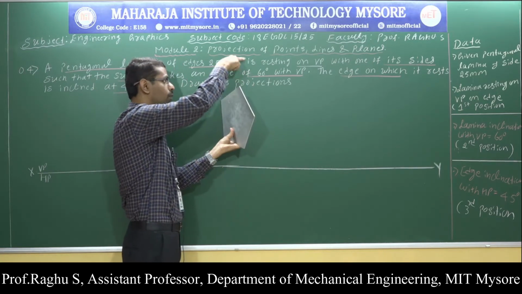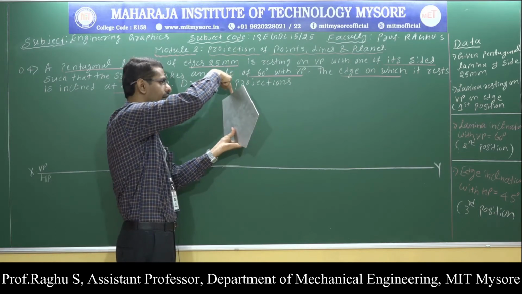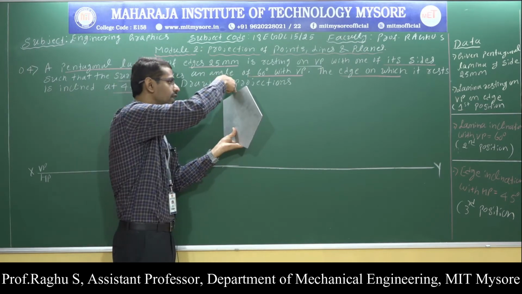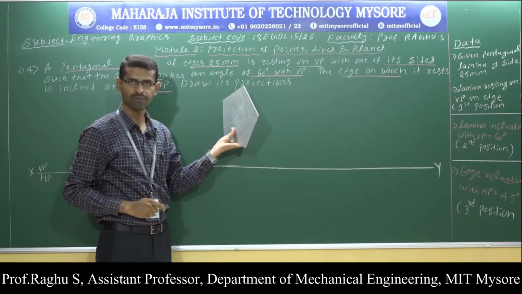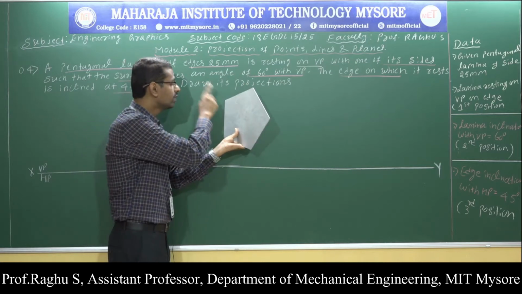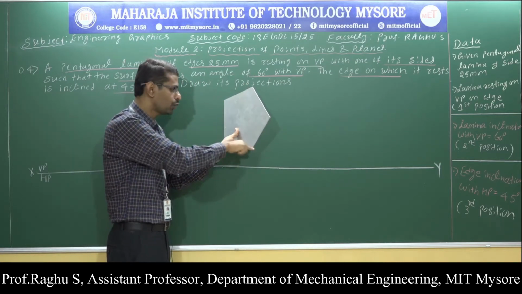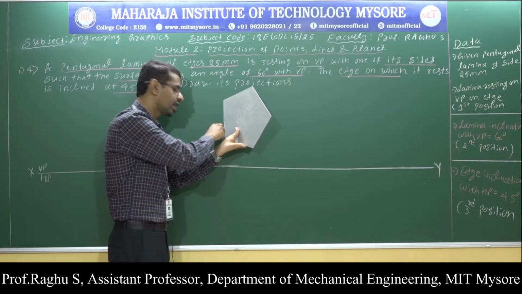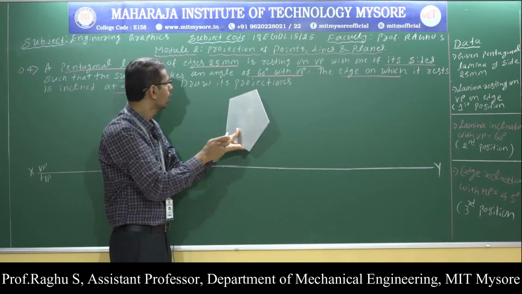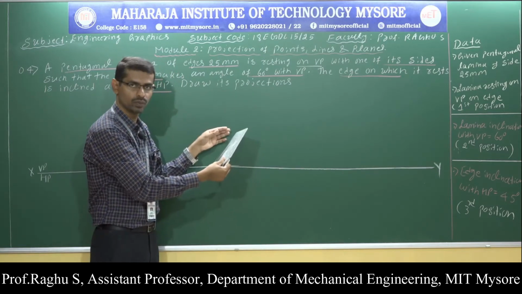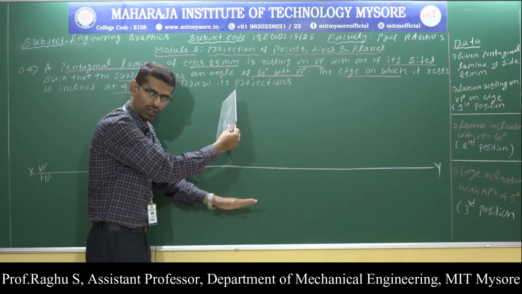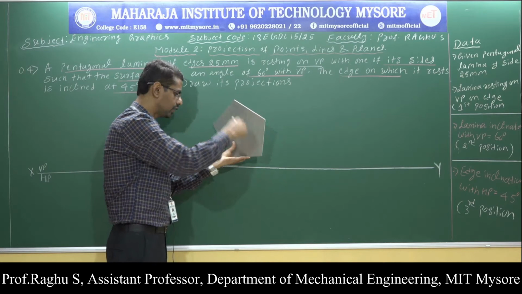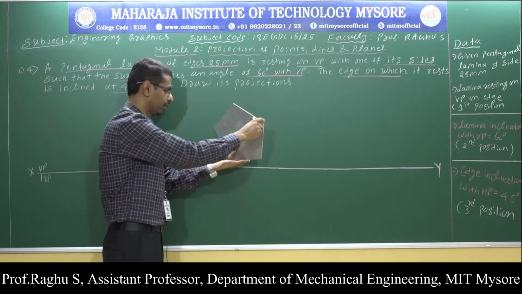Here this board is the vertical plane. The lamina is inclined with respect to VP by 60 degrees. At the same time, the edge on which it rests, here it consists of 5 edges, which one is the resting edge? So this is the resting edge. The edge on which it rests makes an angle of 45 degrees with respect to HP. So the resting side is inclined at 45 degrees with respect to the horizontal plane.